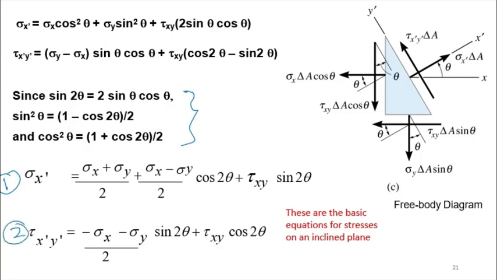Now these two are the basic equations which will give you the normal stress on an inclined plane, x prime, right? And the shear stress on an inclined plane, x prime y prime. So we will just use these two equations if we want to find stresses on an inclined plane where the inclination is given by theta. So we just replace the value of theta, remembering the sign convention from earlier, right?